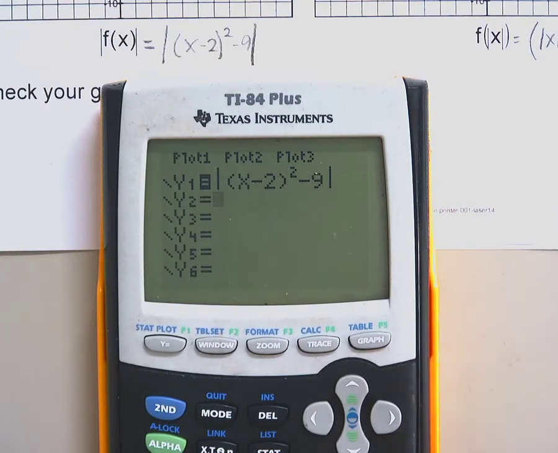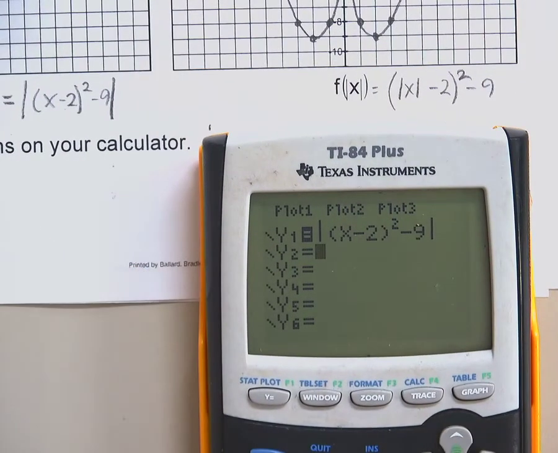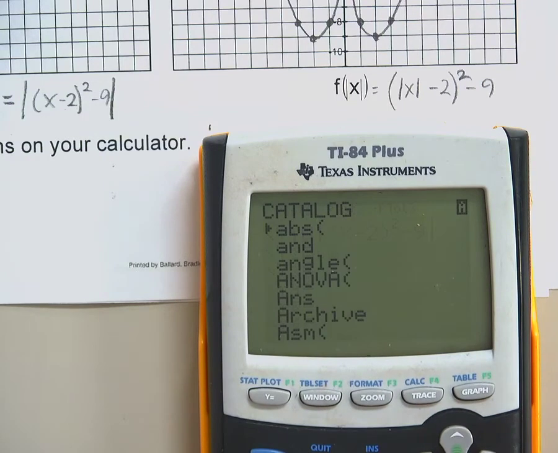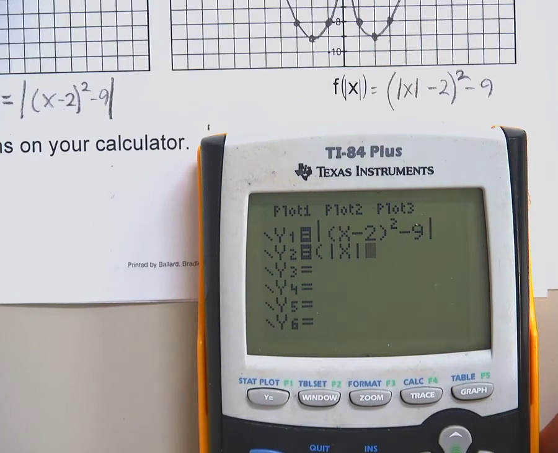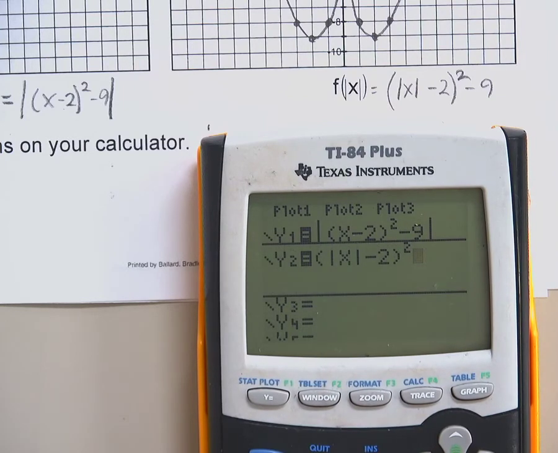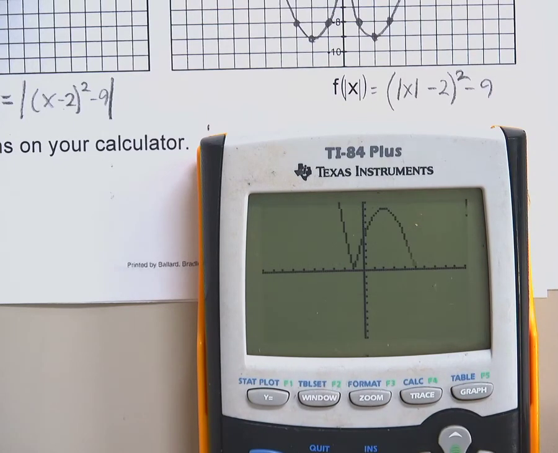And then for the right-hand side, this one right here, I'm going to type it in just like I see it. Parentheses, second, 0, ABS of x. Now, if you're in the math print one, you just press right to get out of it. If you're in the other one, close your parentheses. Minus 2, parentheses squared, minus 9. There's one. There's the other.